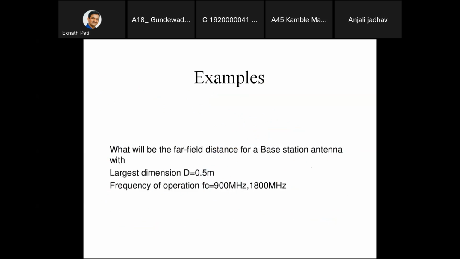So write in your notebook and calculate this: small d is equal to 2 D square divided by lambda, where capital D is 0.5 meter and the frequency of operation is 900 megahertz and 1800 megahertz. So do calculate this particular part and tell me.